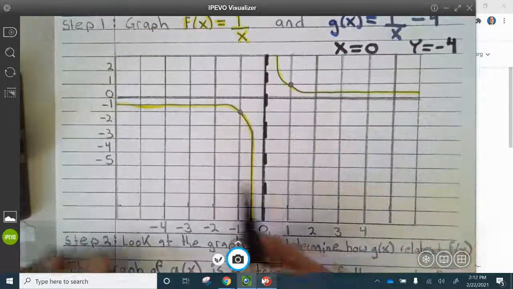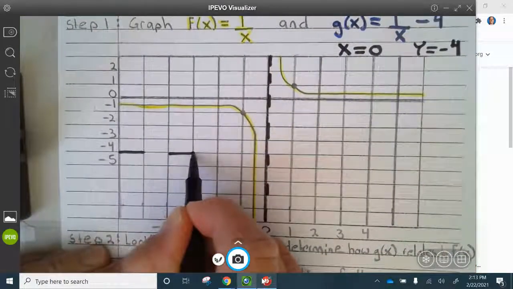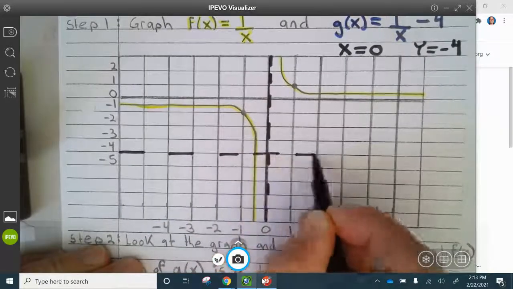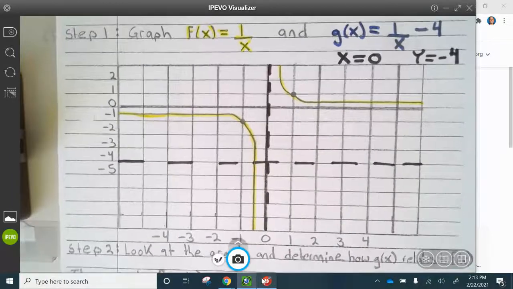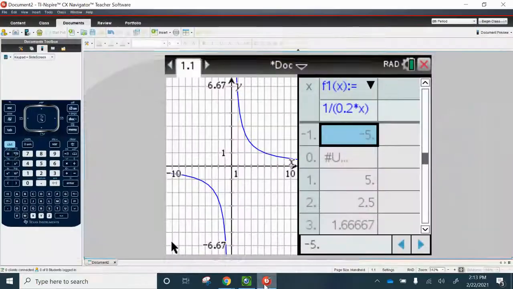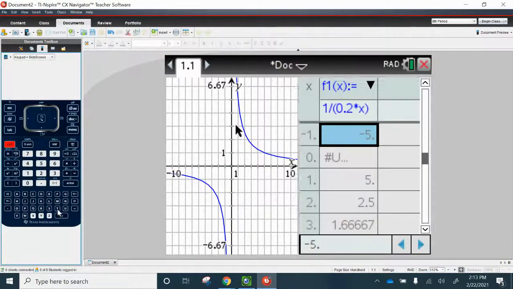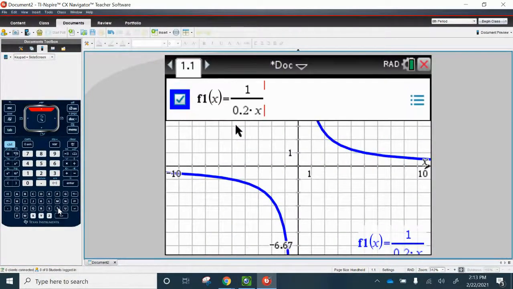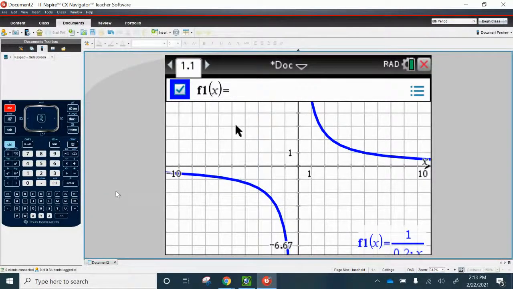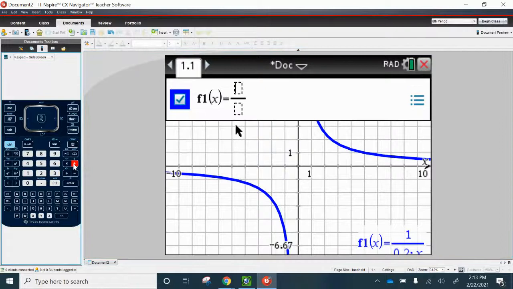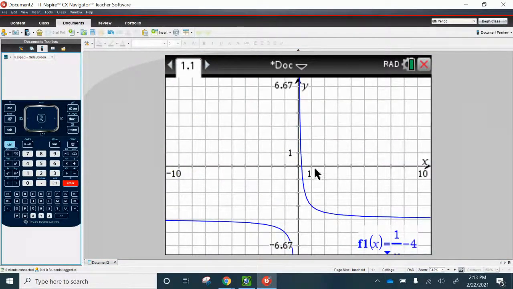Okay, and let's graph this. Control T to get rid of the table, tab. Oh, if that ever happens, just press escape, and then go back there. Control divide, 1 divided by x minus 4. All right, so it looks like we have a point is 1, -3. And then we have a point -1, -5.